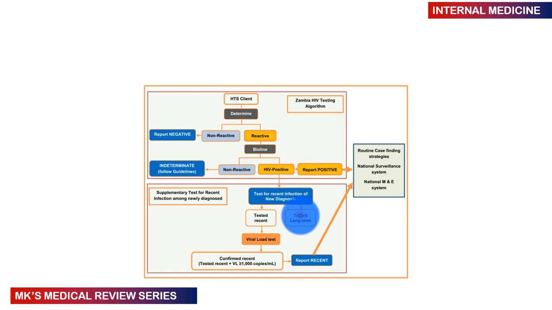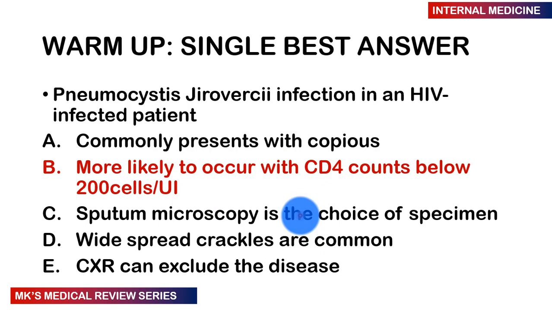Coming back to our warm-up question: pneumocystis infection in HIV-infected patients, A, commonly presents with copious sputum, B, is more likely to occur at a CD4 count below 200, C, sputum microscopy is the specimen of choice, D, widespread crackles are common, E, chest x-ray can exclude the disease. So here the answer is most likely B. This is much more common in individuals with a CD4 count less than 200 cells.